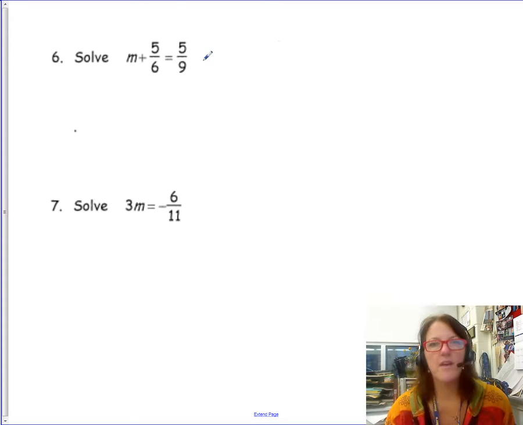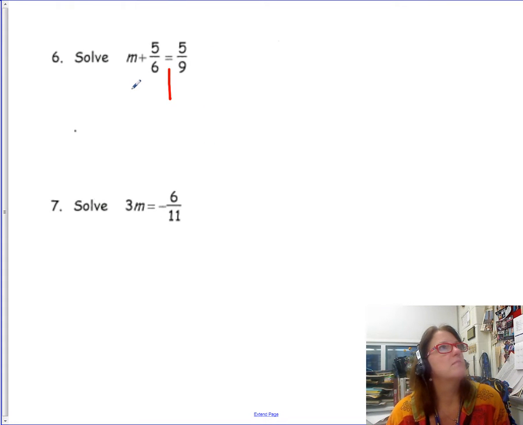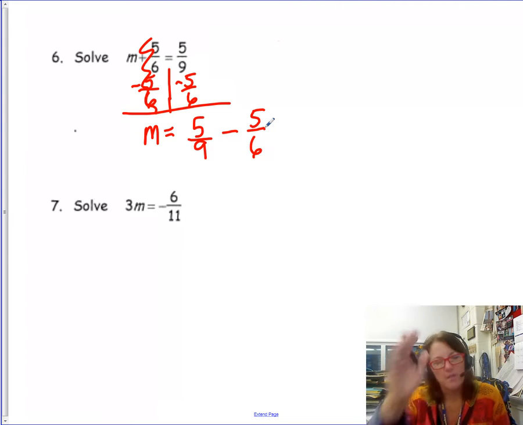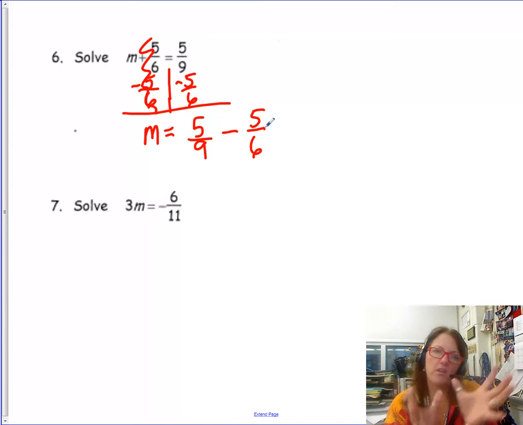We're on a roll now. Fractions, fear not. If we are going to get m by itself, we're going to have to subtract 5/6. Now, when I do that, and I look at this, these counteract each other, they're opposites, and they go to 0. And m plus 0 is m. On this side, here's what's happening. 5/9 minus 5/6. Now, stop and think for a second before you grab that calculator.